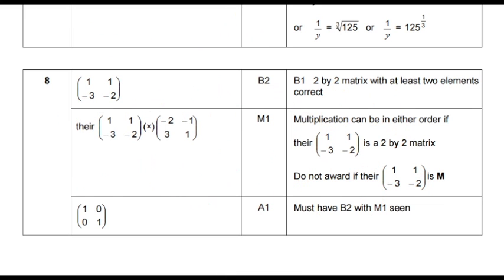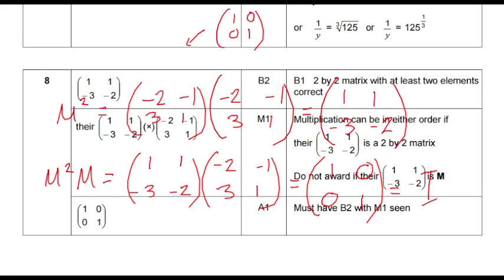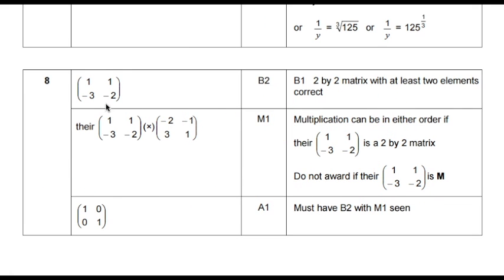So the mark scheme, they give you 2 marks for, it looks like that's for finding m squared, which is what we got. So 2 marks for doing that first multiplication. You get a mark for then multiplying that by m, and you can do it in either order, it'll still work, and a mark for arriving at 1, 0, 0, 1.